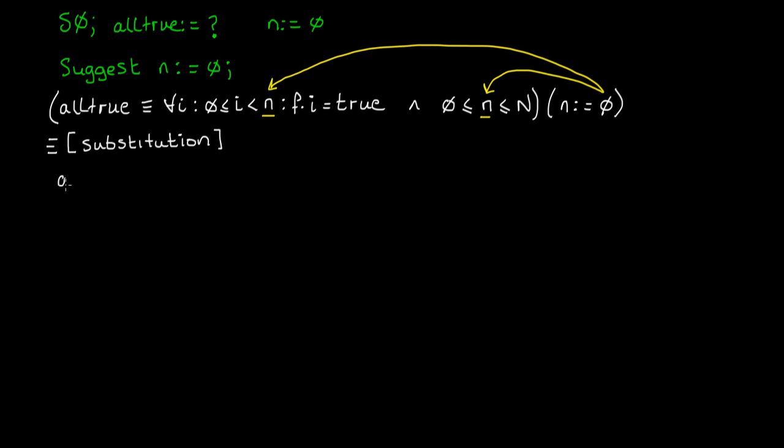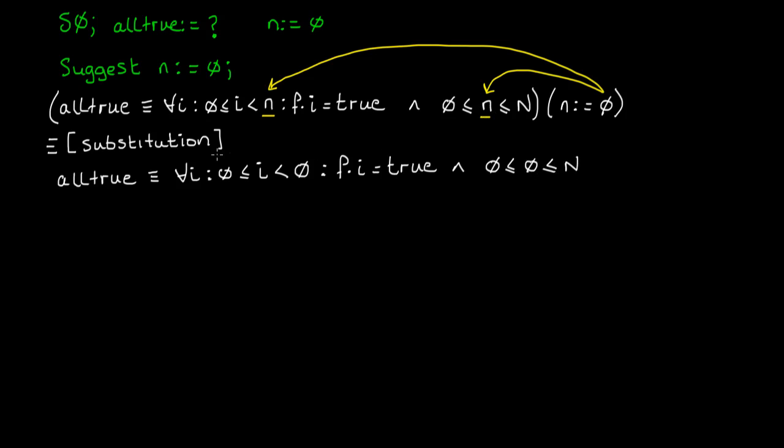We get all true is equivalent to, for all I greater than or equal to 0, less than, and remember this N is going to become a 0, so we have a 0 here, and then we have f dot I equal to true, and the N here becomes 0, so that gets a 0 there, and that's it. That's the substitution done.